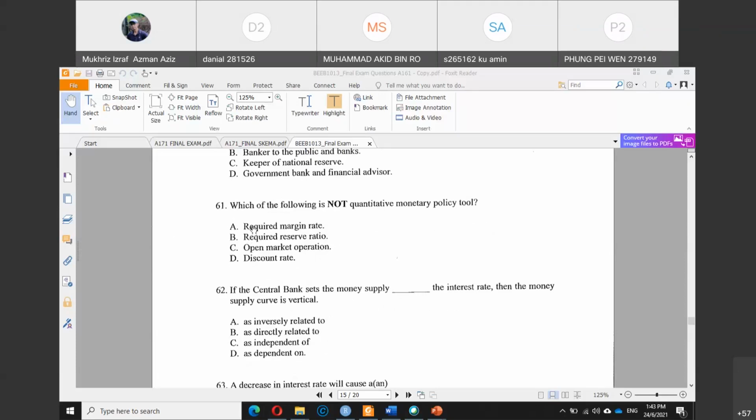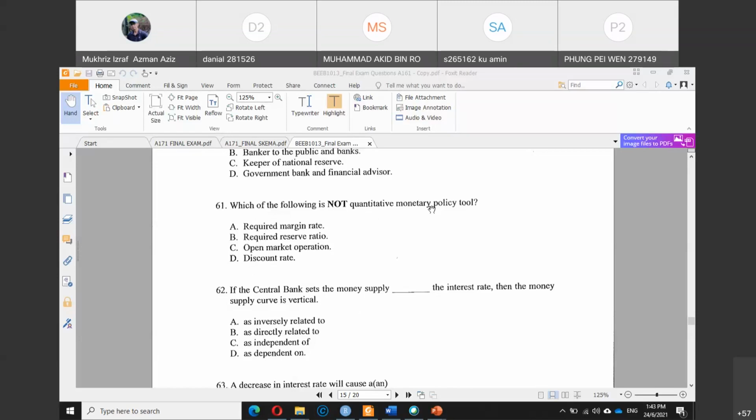Okay, 61. Which one is not the quantitative monetary policy tool? Required margin rate, required reserve ratio, open market operation, or discount rate. So again, please don't simply guess. Go back to your slides and see. We have two: one is quantitative, the other one is qualitative. So you can see directly from the slides, from Arnold or the other slides from your OL. Which one is not part of the quantitative?